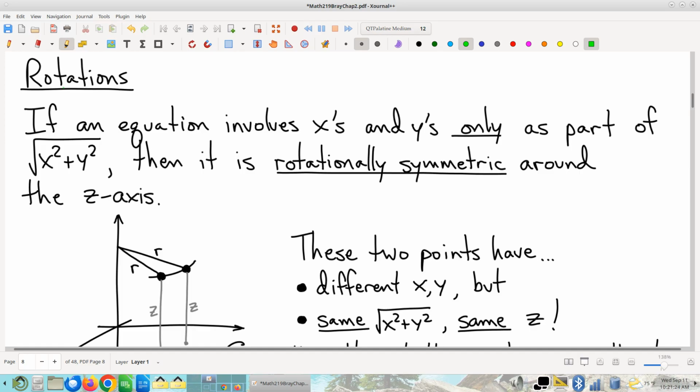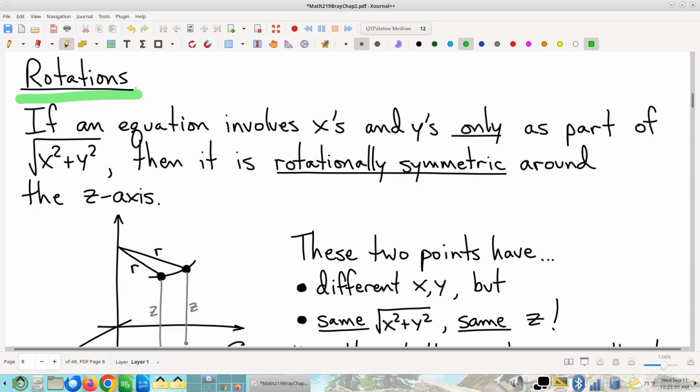This next topic of rotations is the first in a short list of tools that I want to give y'all for how to understand an equation that involves three variables. You have seen, back in high school, a bunch of different methods and tools for how to interpret an equation of two variables. With three variables, the pictures are three-dimensional. There are going to be different methods that we're going to need.